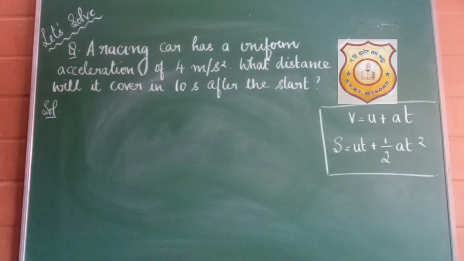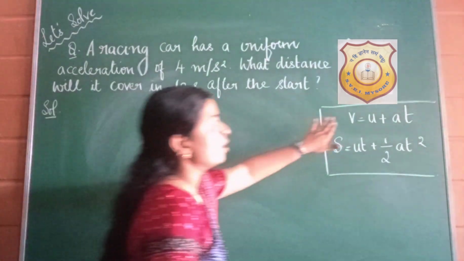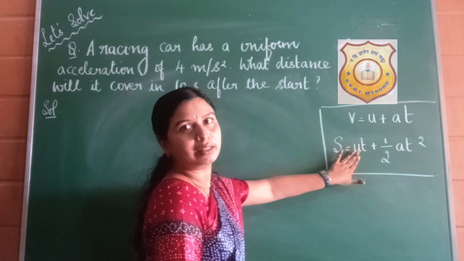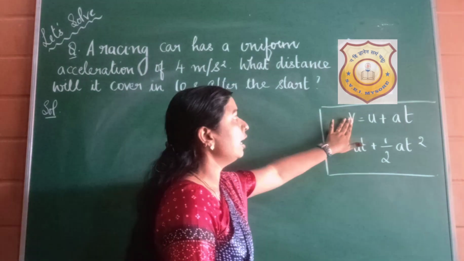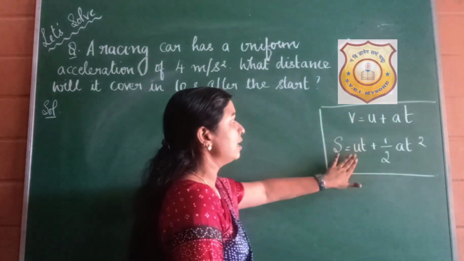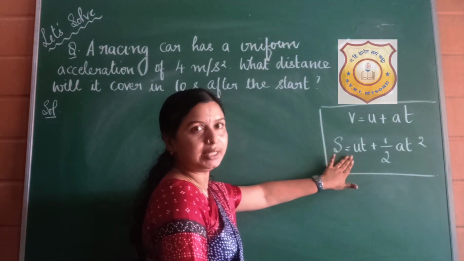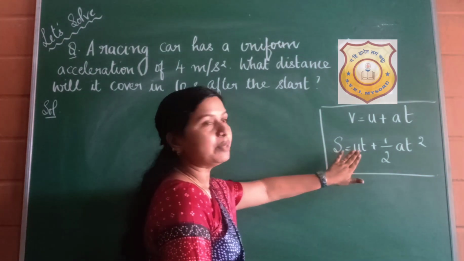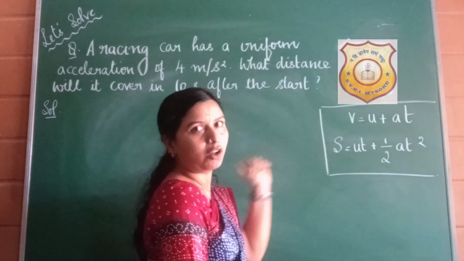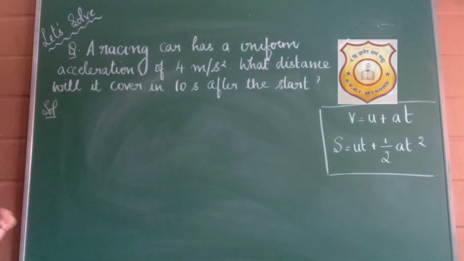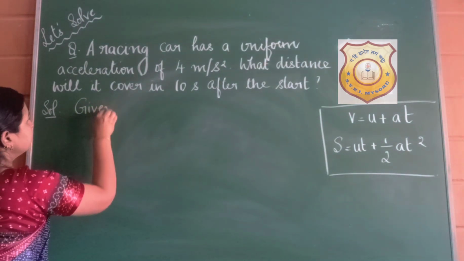Whenever you are trying to solve these problems related to equation of motion, you will just write down the equations at the corner. We have learned the first equation of motion, V equal to U plus AT, and now we have also derived the second equation, S equal to UT plus half AT square. We'll just make a note of both these equations, which will make it simpler for us to solve this problem. As I told you earlier, we'll write all the given quantities.